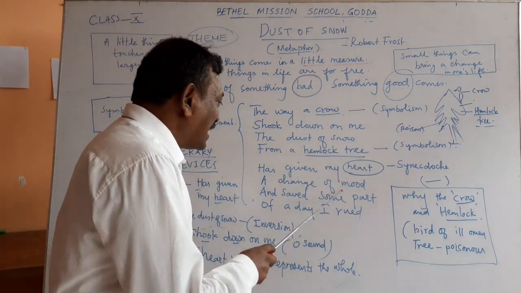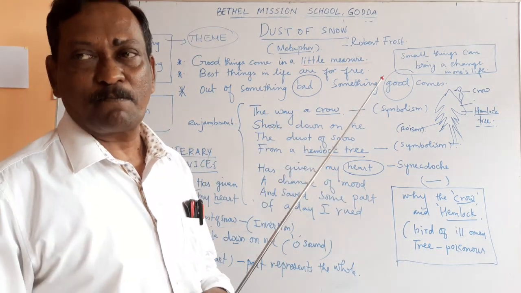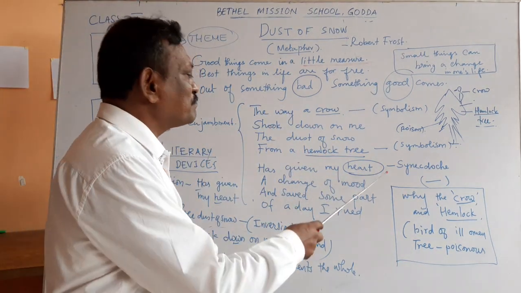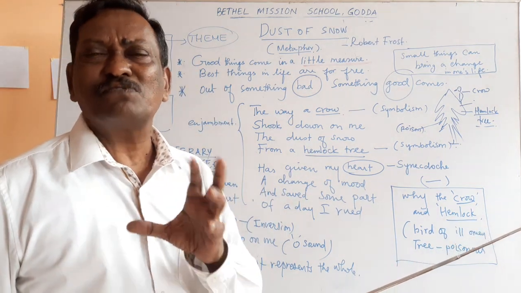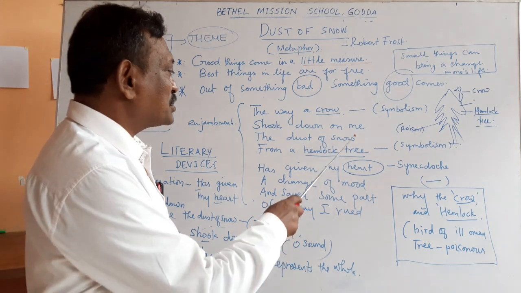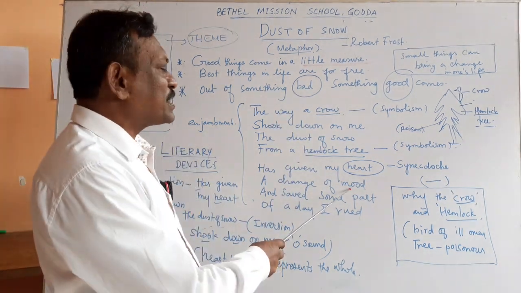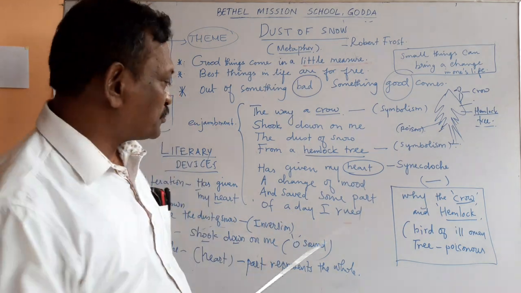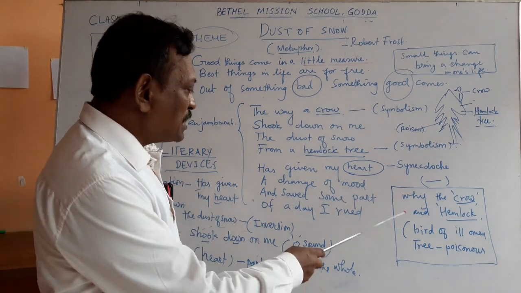It gave him a sense of joy. It changed his mood. He was so pensive, in the sense he was very sad, and this falling of snow brought about a sudden change. Because of that sudden change, he became very happy and energetic and saved some part of a day. I wrote, what is the meaning of this line?